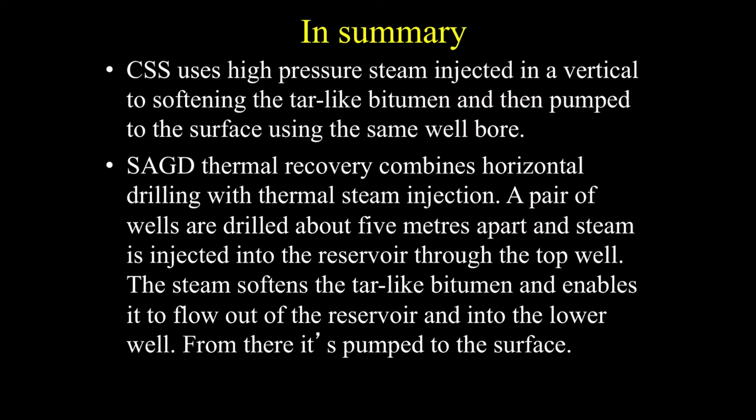Cyclic steam stimulation uses high-pressure steam injected in a vertical well to soften the tar-like bitumen, which is then pumped to the surface using the same wellbore. SAGD thermal recovery combines horizontal drilling with thermal steam injection. A pair of wells are drilled about 5 meters apart and steam is injected into the reservoir through the top well. The steam softens the tar-like bitumen and enables it to flow out of the reservoir and into the lower well. From there, it's pumped to the surface.